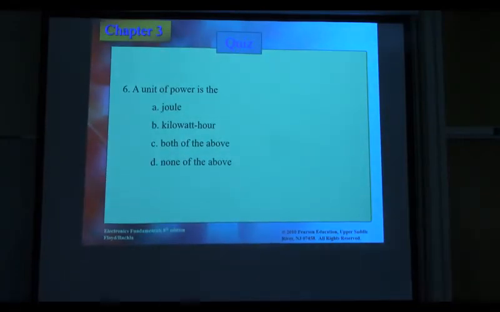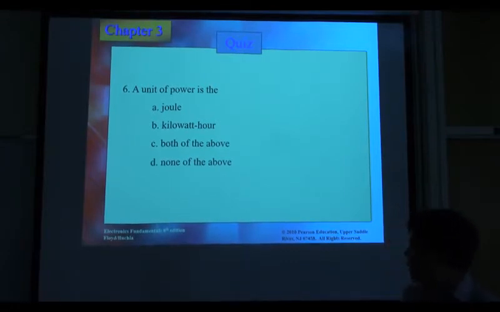A unit of power is joules, kilowatt hour, both, or none? Which one? Joule is energy. So joule is not power, so joule is not correct. Kilowatt hour? Isn't that energy too? That's how you buy it.